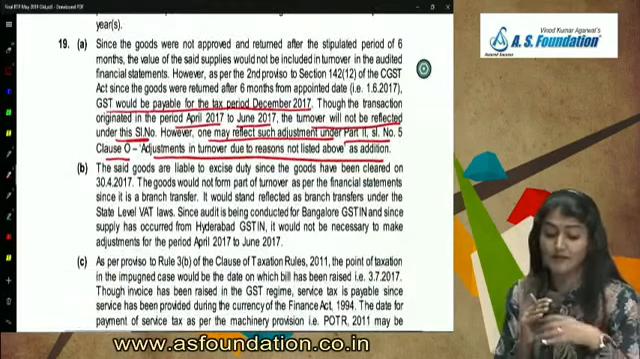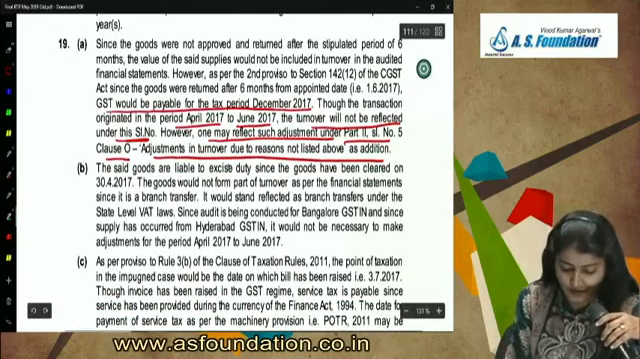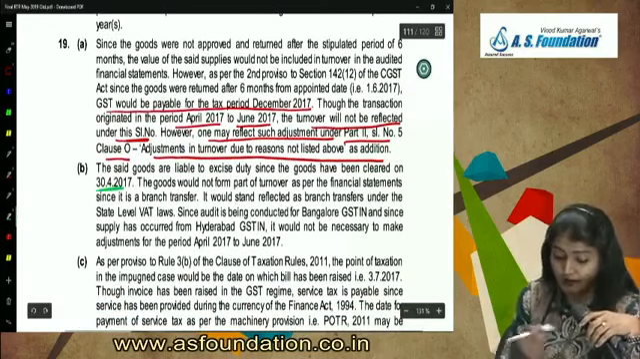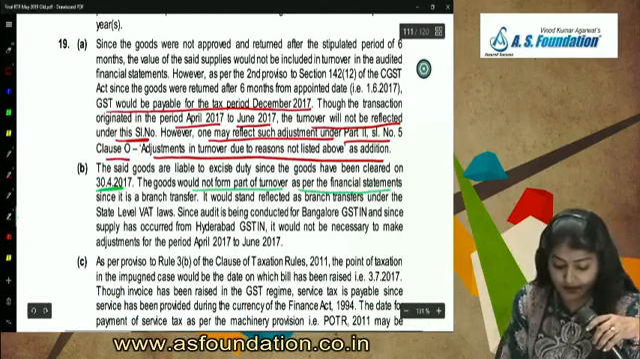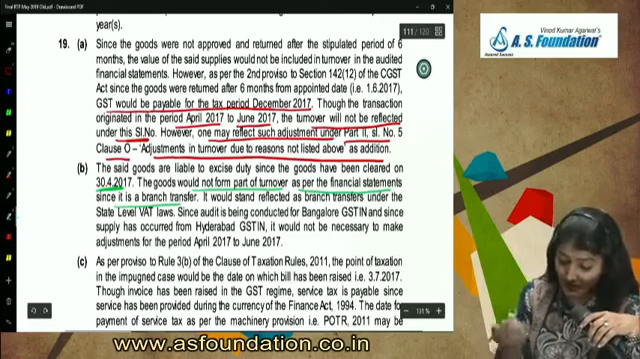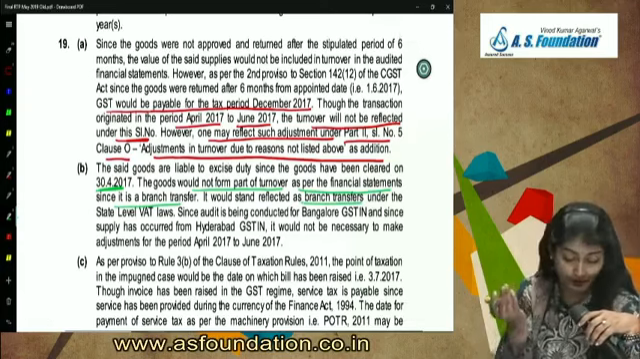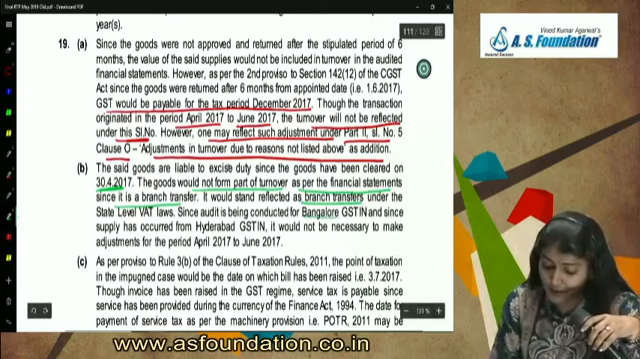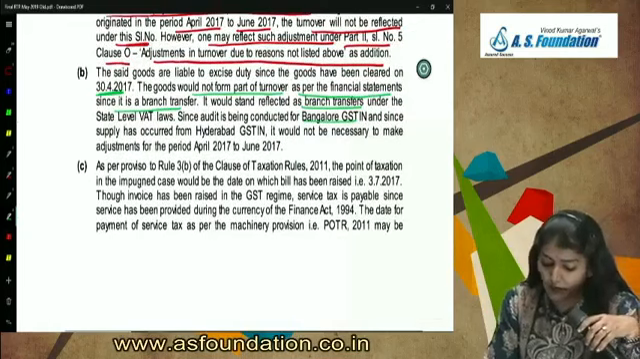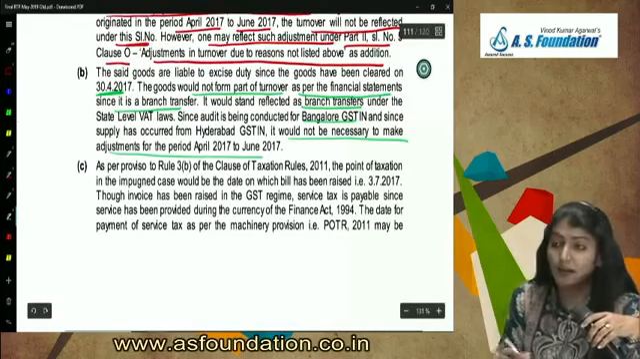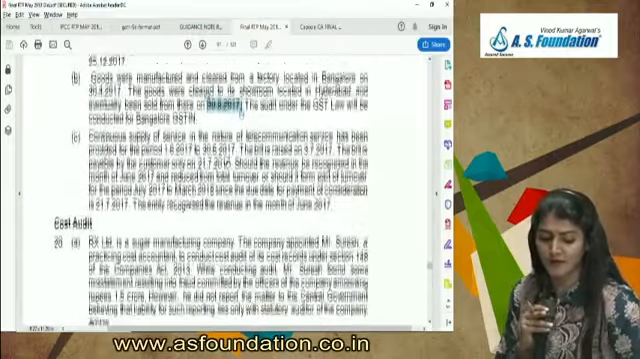Right, so the said goods are liable to excise duty since the goods have been cleared on 30th of April. The goods would not form a part of turnover as per the financial statement since it is a branch transfer. It would stand reflected as branch transfers under state level VAT laws. Since audit is being conducted for the Bangalore GSTIN and since supply has occurred from Hyderabad, it would not be necessary to make adjustment for April to June. So again for this one, what does it say? No adjustment from April to June.